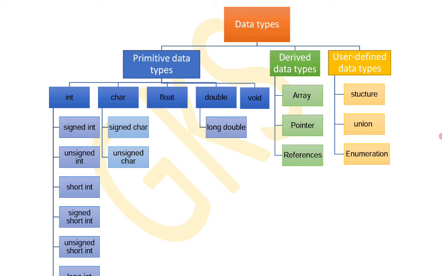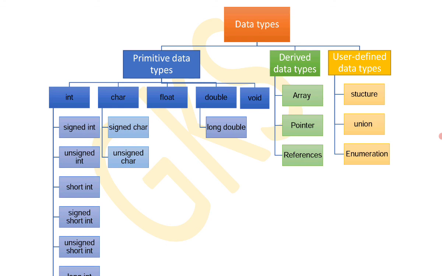Second one is derived data types. What is derived? Derived data types means they can be derived or formed from other data types. They can be formed or created with primary data types or other data types, like arrays.